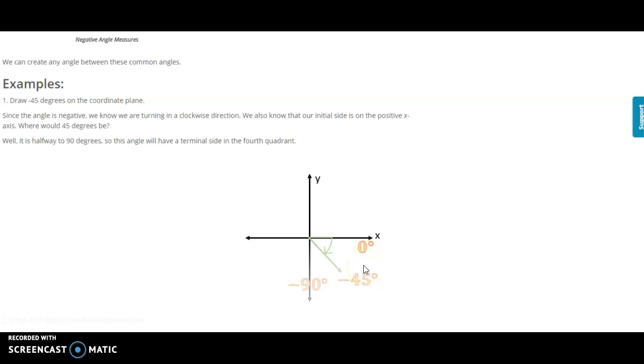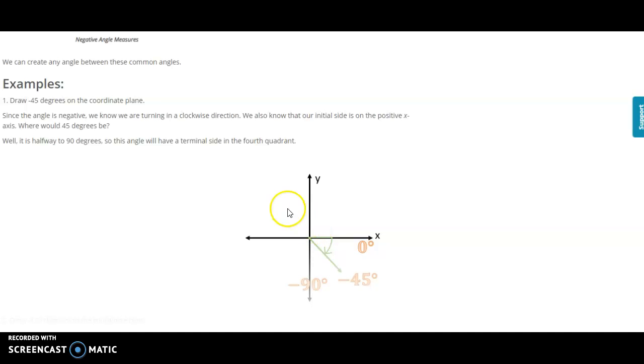The last thing that I want to talk about in terms of angles is what's called a reference angle. A reference angle is an angle that is the shortest angle to get from the terminal side back to either the positive or the negative x-axis. So in this case, with this negative 45-degree angle, the reference angle would be 45 degrees because it's closest to the positive x-axis as opposed to going to the negative x-axis.